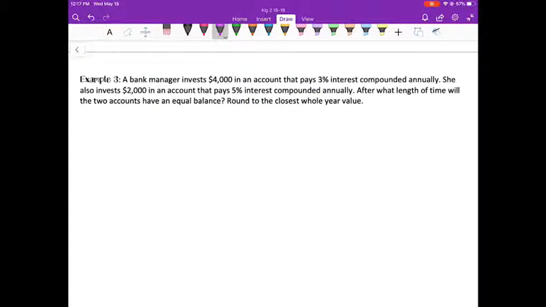Lastly, we've got example 3, where we've got a bank manager investing $4,000 in an account that pays 3% interest compounded annually. Okay, if it's not compounded continuously, this tells us we need our first equation, A equals P times 1 plus r over n, to the nt. Even more specifically, if it's compounded annually, remember n is the number of times per year, so we're going to let n be 1. And then this first sentence gives us a value for P, and our rate is always expressed as a decimal, so rate is 0.03.